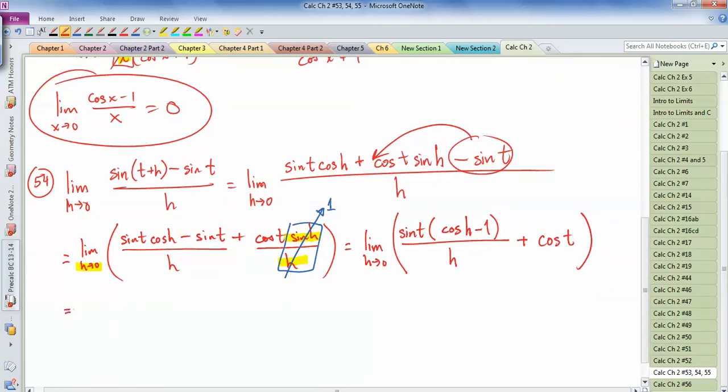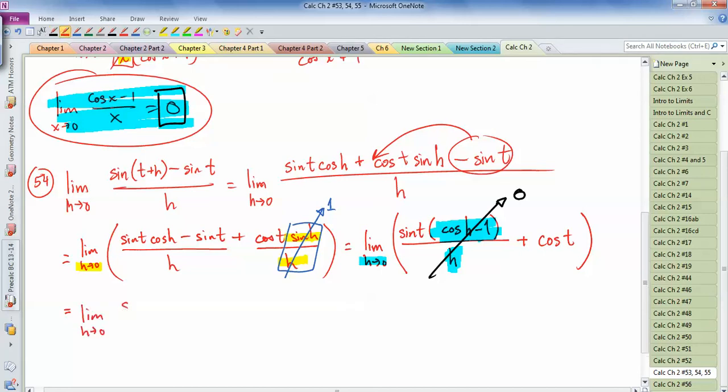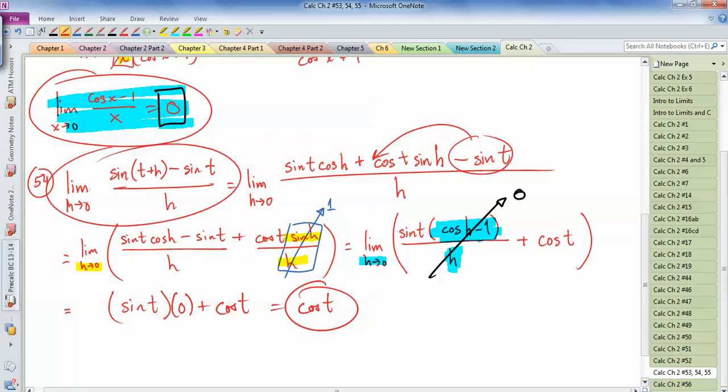Okay, so at this point, I've got a cos h minus 1 over h as h goes to 0. Well, over here, I had a cos x minus 1 over x as x goes to 0. So really, this thing right here is of the same form as this right there. So that means that the highlighted part in blue here turns into 0, because that's what we said right here. So now this equals sine t times 0. Well, actually, I don't need the limit anymore because all the h's are gone. So it's sine t times 0 plus cos t, which is just cos t. And that was what we were trying to prove, that this limit equaled cos t.